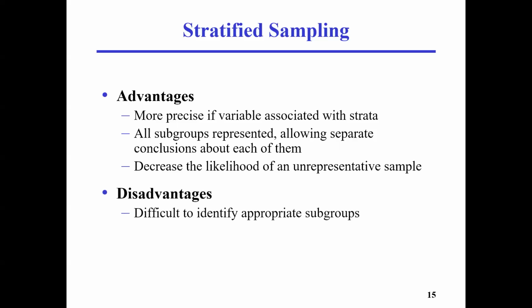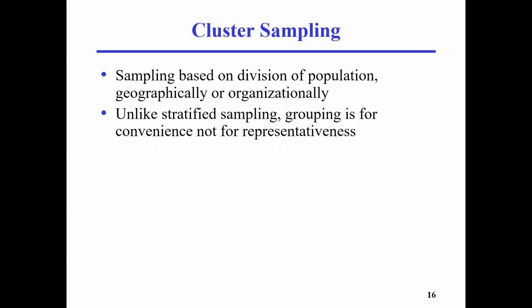And it decreases the likelihood of an unrepresentative sample. So, the disadvantage: it is difficult to identify appropriate subgroups. The example I just gave you was a simple example because rural areas and urban areas can be easily identified using remote sensing classification methods. But for other research studies, maybe it's hard to identify appropriate subgroups. Could be difficult. Okay, so that's a disadvantage.